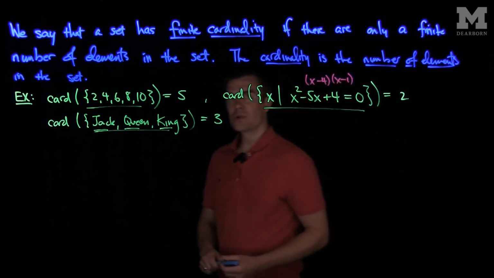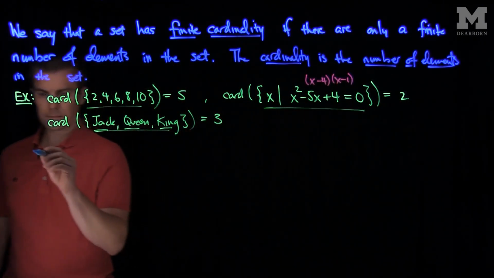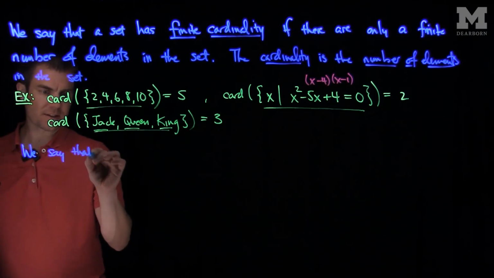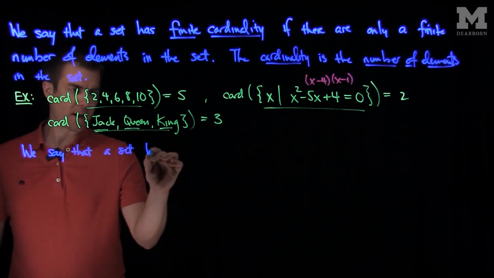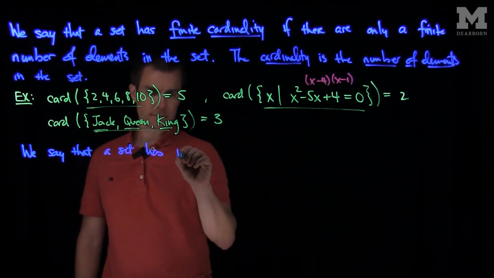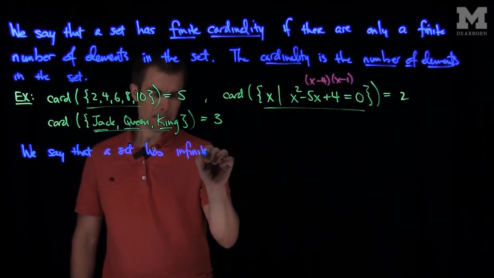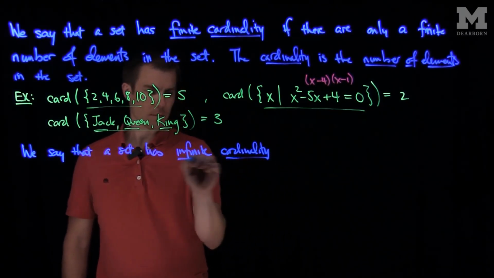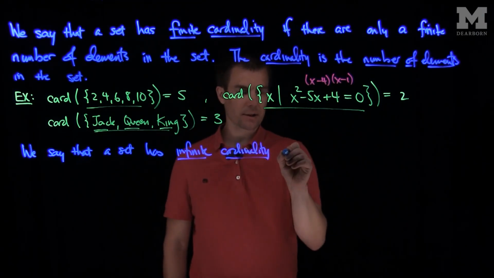Now we can transition to the notion of infinite cardinality. We say that a set has infinite cardinality if it does not have finite cardinality.